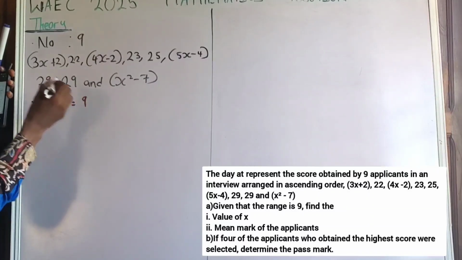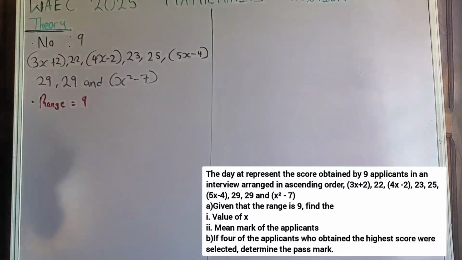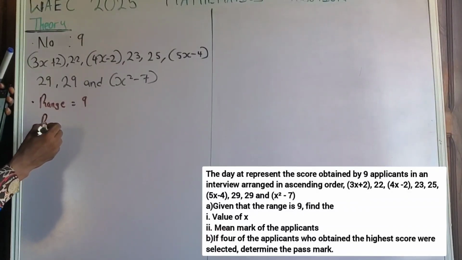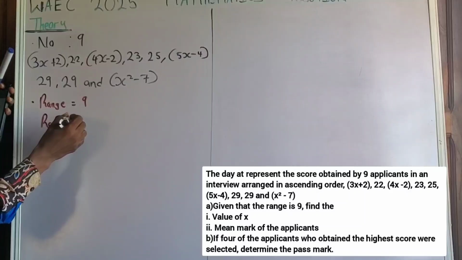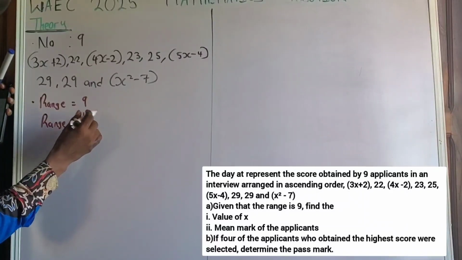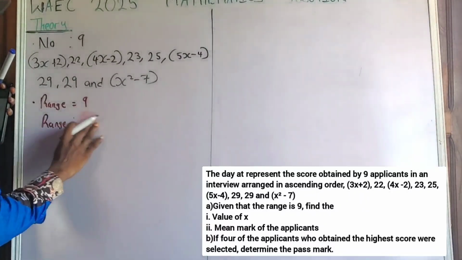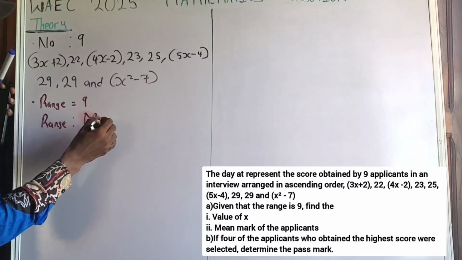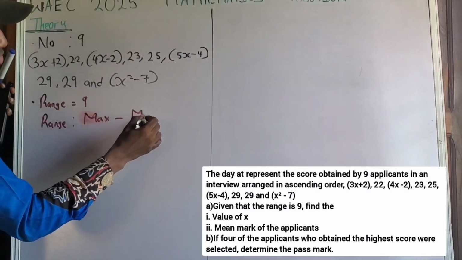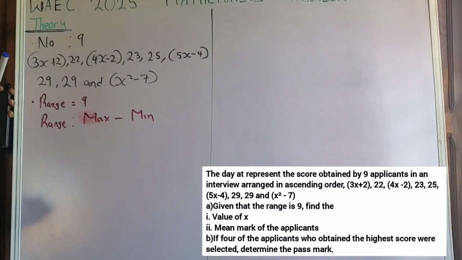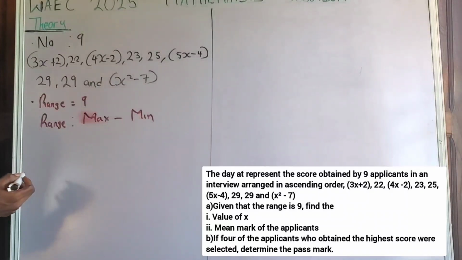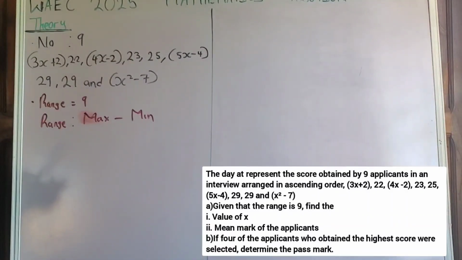Okay, so since we know that the range is 9, in measures of dispersion, range is the difference between the highest score and the lowest score. Are you getting it? So if I want to calculate the range, it is the difference between the highest score or the maximum, you understand? The maximum score minus the minimum. That is the range. So in that case, we are given that the range is 9.